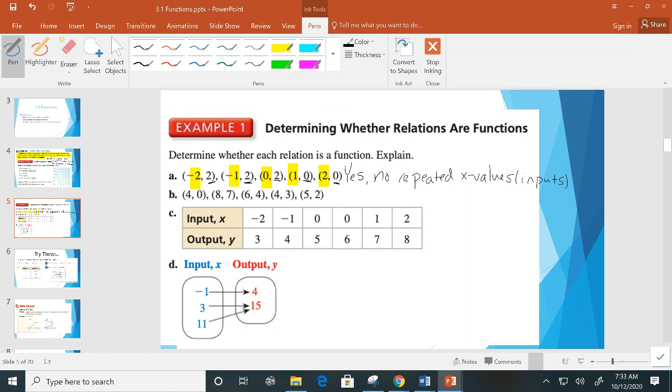Let's look at our second example. Looking at the x values, we've got 4, 8, 6. We've got a 4 and another 4 here. So in this case here, no, this is not a function because we have a repeated x value of 4.